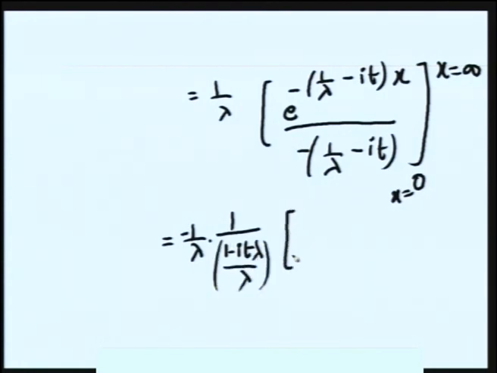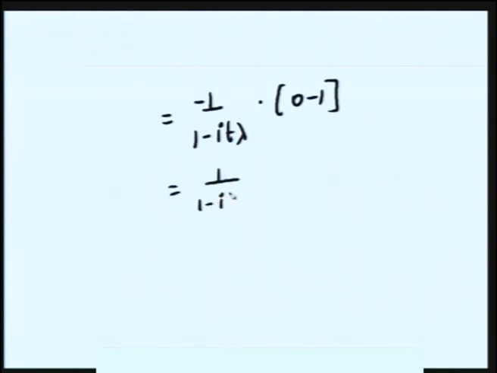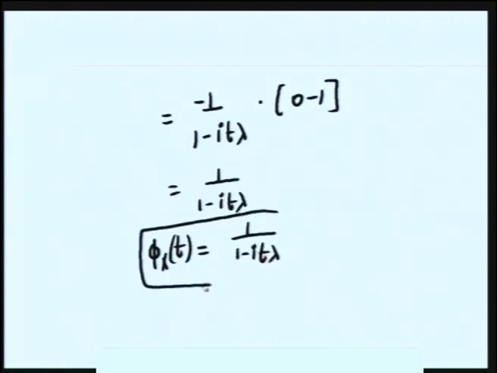And the remaining part is substitution: e power minus infinity minus e power 0. This particular lambda gets cancelled and you have only e power minus infinity minus e power 0, which is equal to minus 1 by (1/λ − it) into (0 − 1), which is equal to 1 by (1 − itλ). We have found out φx(t), the characteristic function of the exponential distribution, as 1 by (1 − itλ).